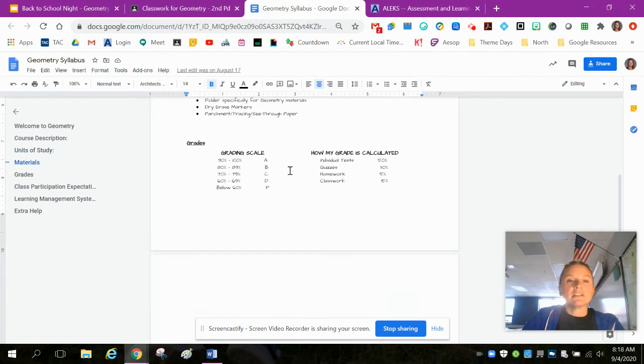Down here for our grades, the grading scale is pretty typical of all classes. How the grade is calculated, there's a lot of emphasis placed on assessments here. Individual tests are 50%, quizzes are 30%, but these are higher percentages because basically they are open note quizzes. We can't prevent students from using notes or anything like that, and at this point I would generally encourage it. So keep in mind that those are pretty impactful.